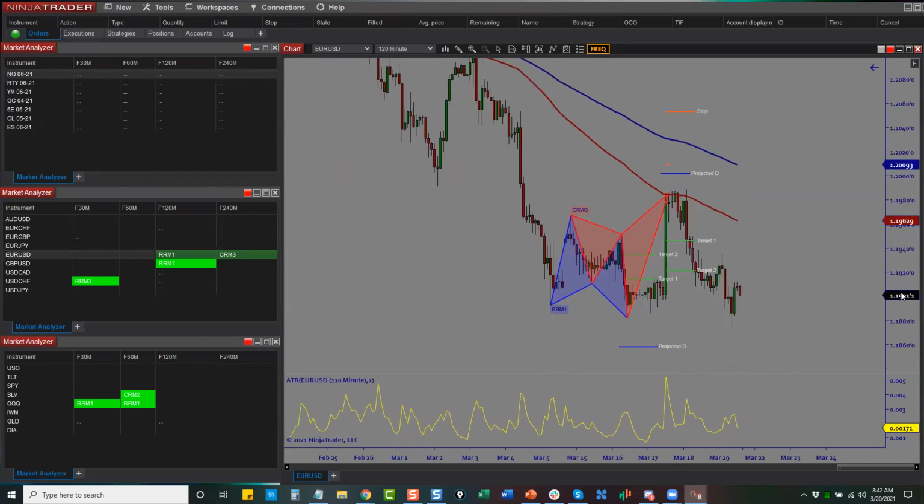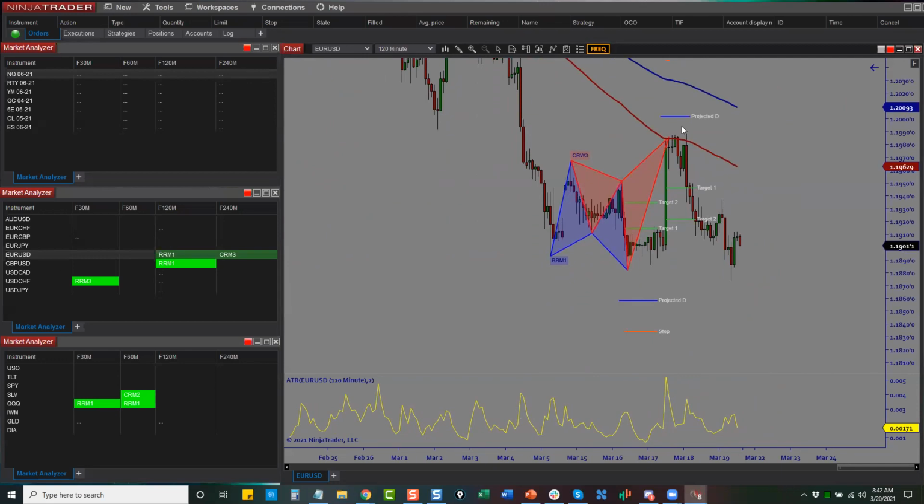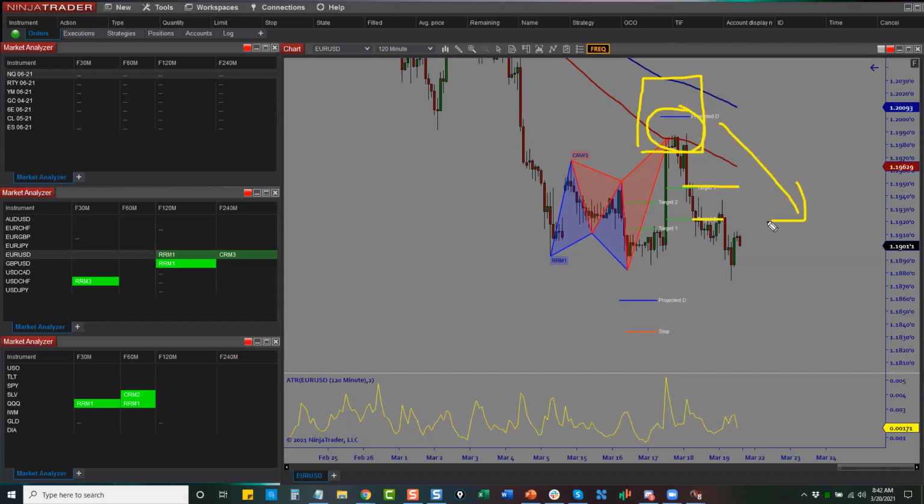This was the opportunity. There was projected D. You would have had the buffer box that would have been about here to here, right? So you could have entered the trade anywhere in here, and it already hit T1 and T2 on the short side. On the short side. Does everybody see that?